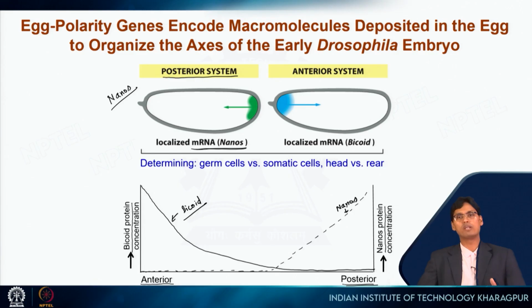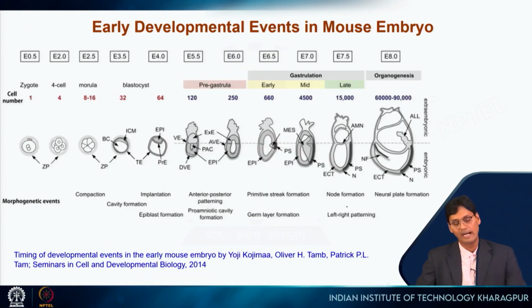So there are a lot of things there. Many other things are also involved. I just wanted to explain a few of them so that you get some flavor of how these complex processes happen during development. Now, we mentioned at the beginning the frog embryo, starting with the egg of an amphibian, and then we discussed the Drosophila embryo, and here we are going into an example with a mammal: early developmental events in the mouse embryo.